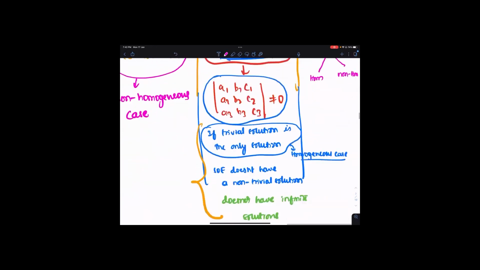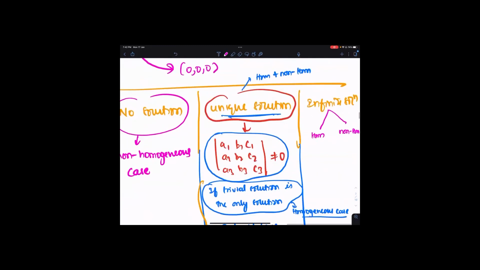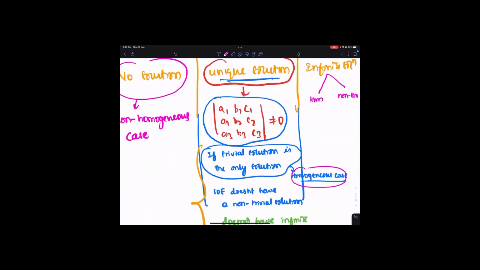Now we have seen what terminology will be used in the questions when it comes to unique solutions in homogeneous. What they will say is, if trivial solution is the only solution, that means unique solution in the homogeneous case. Or they say the system of equations doesn't have a non-trivial solution, like that. Now here in the homogeneous case, infinite solutions will indirectly be given as: the system of equations has a non-trivial solution.